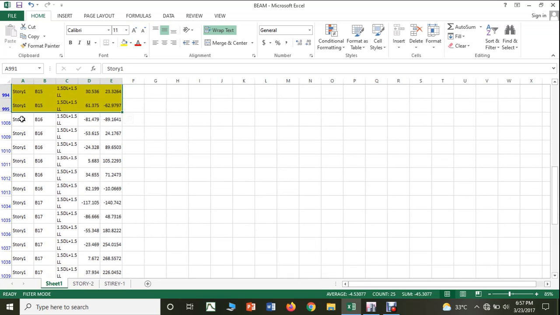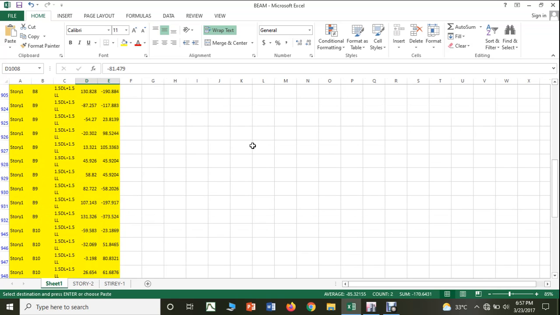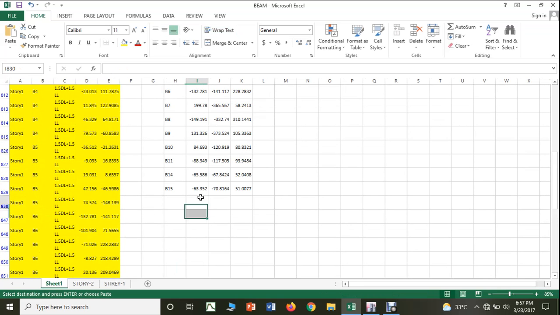Next you have beam 16 from here to here. Again the highest is this one and the positive value is 105.2, right? So that is beam 16, correct?